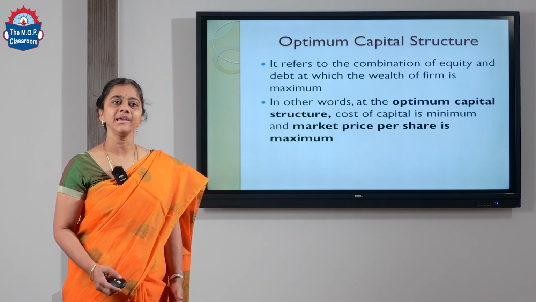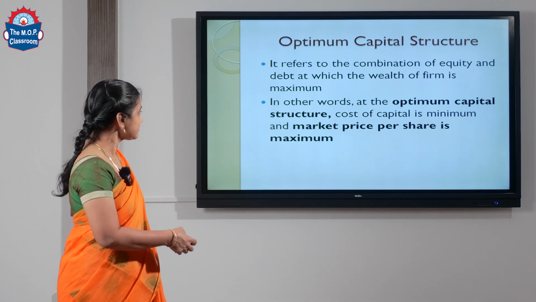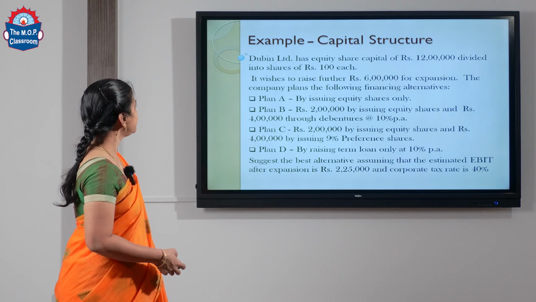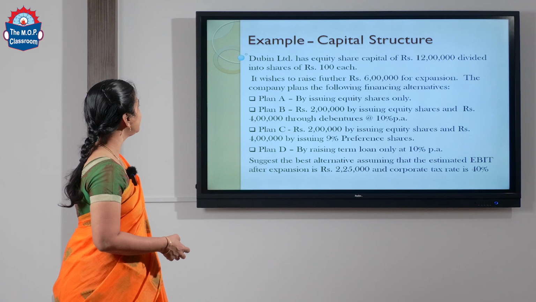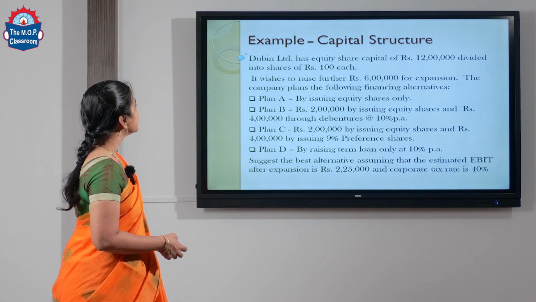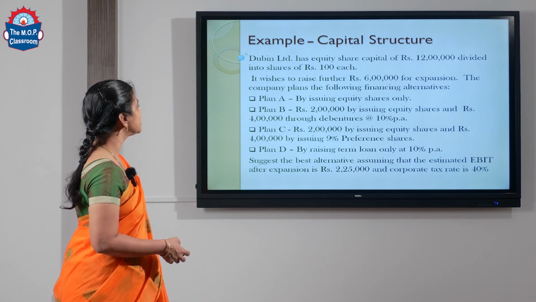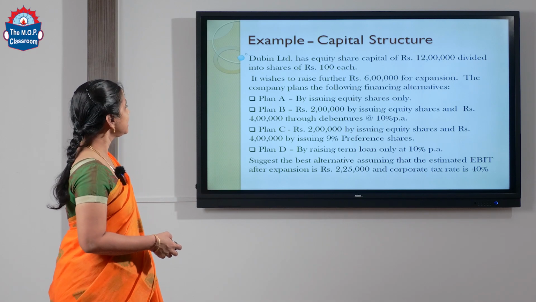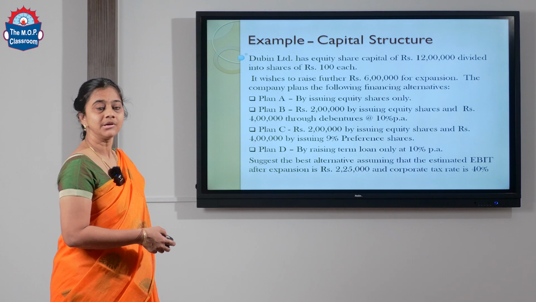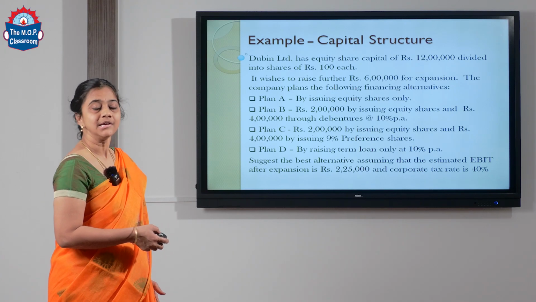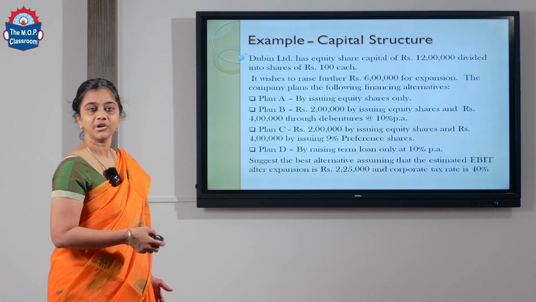Let me try to explain this with an example. Dubin Limited has equity share capital of rupees 12 lakhs divided into shares of rupees 100 each. It wishes to raise a further rupees 6 lakhs for expansion. The company plans the following financial alternatives. So basically, it's a company with 12,000 shares. They want to go in for an expansion, so they want to raise rupees 6 lakhs. So what are the options available in front of them?